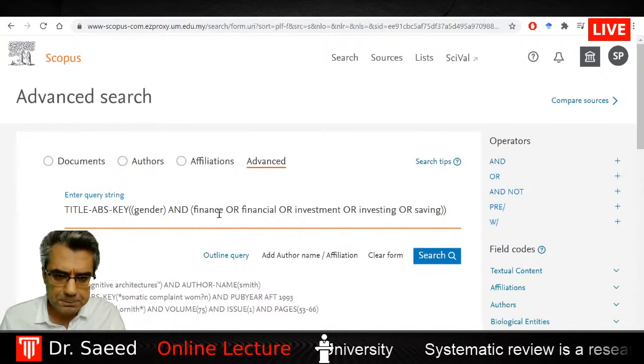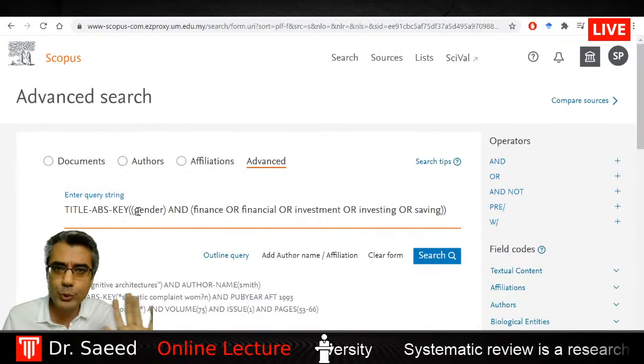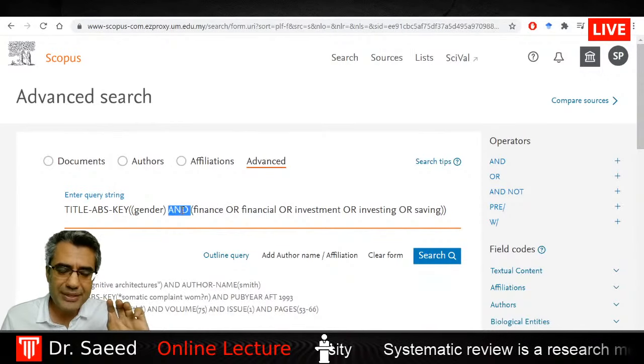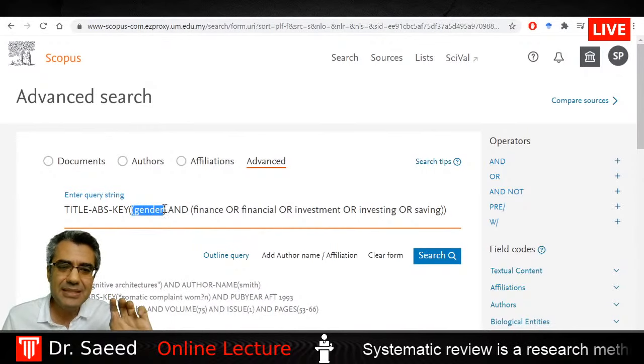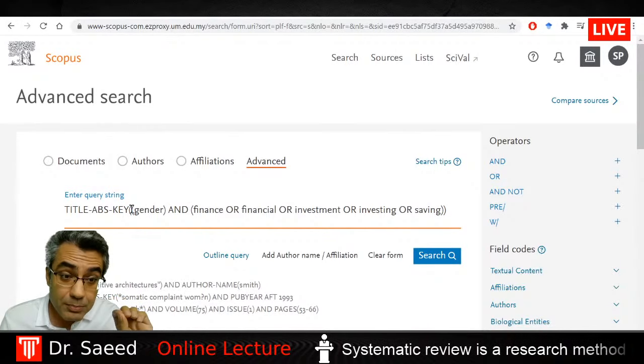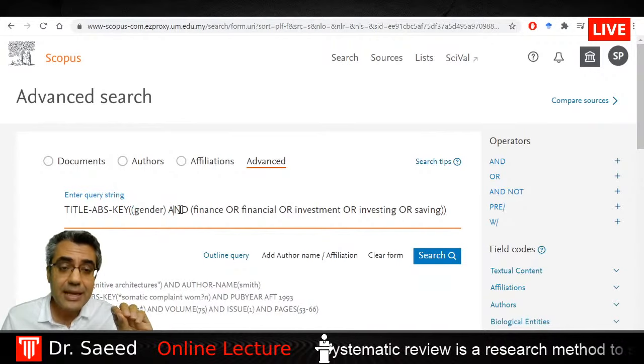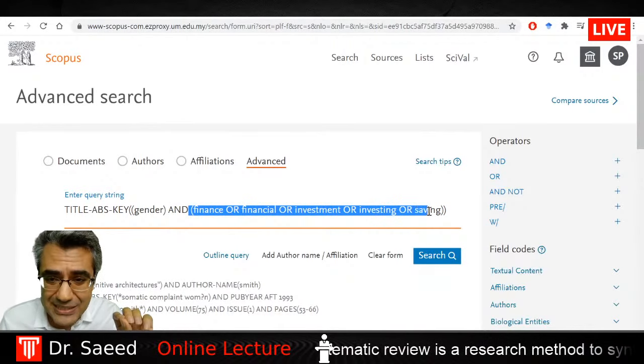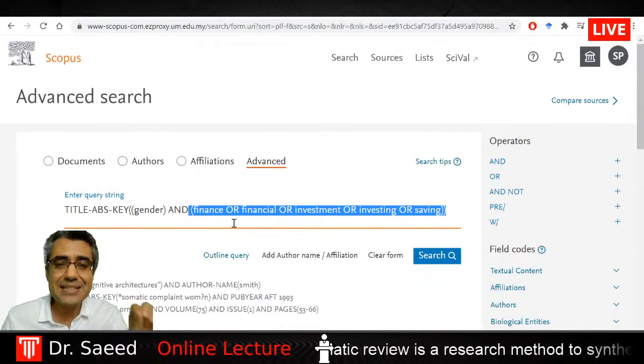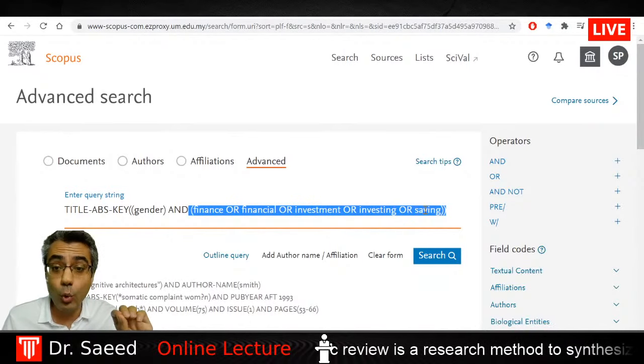Now, you see, still I have two blocks separated by "and". And limiting the search means it must have gender and it must have at least one of these. Why at least one of these? Because I'm separating them with "or".